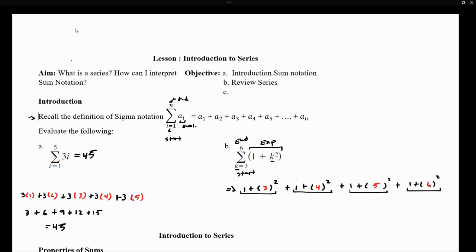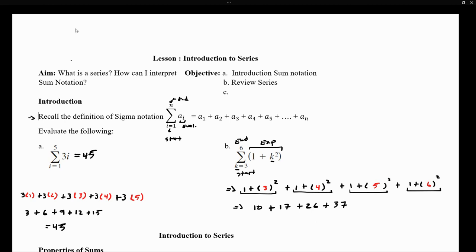So all we did, we just added the same expression, but now for every addition, we had a different value of k. And now that we have the actual expressions that we need to sum, let's simplify this. So 3 to the second, that's 9, plus 1, that is 10. My next term, 4 to the second, that's 16, plus 1, that's 17, plus 5 to the second, that's 25, plus 1, that's 26. 6 to the second, that's 36, plus 1, that's 37.